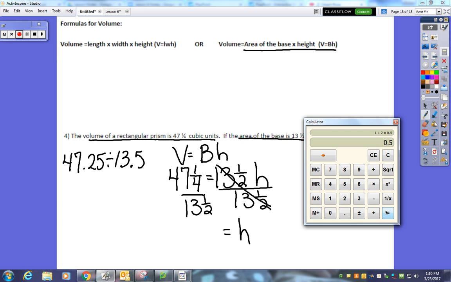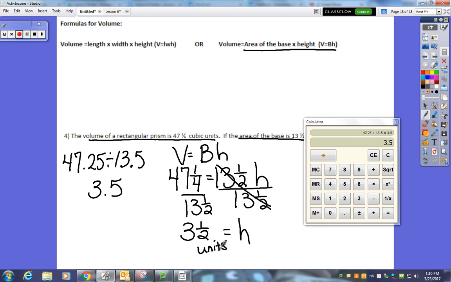So now in my calculator, what I can do is 47.25 divided by 13.5, and I get 3.5. If I want to turn this back into a fraction to stick with what was originally there, 0.5, same here, is 3 1/2. 3.5 would be fine because it does have the same value though. So this would be 3 1/2 units.